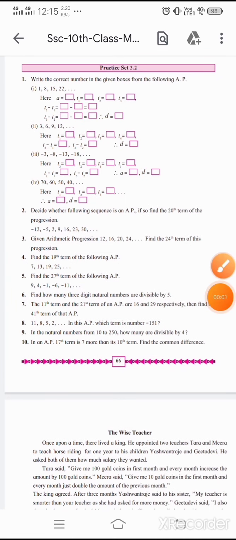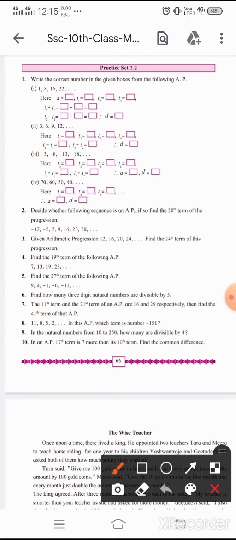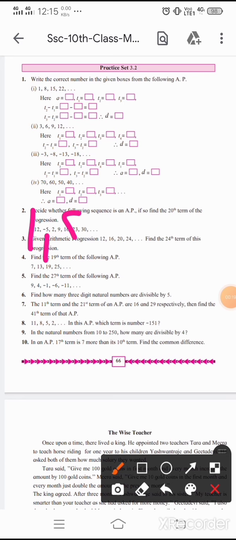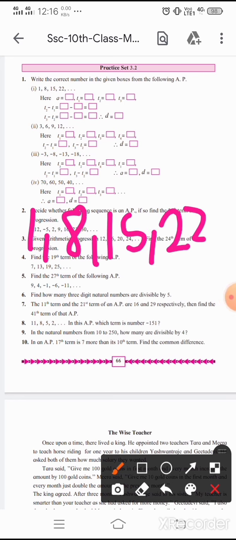So this formula we'll have to use in 3.2. So let's get started with the practice set 3.2. The first question is: write the correct number in the given boxes from the following AP. Okay, the first question, the sequence they have given is 1, and then 8, 15, and then 22. We'll have to fill these boxes.